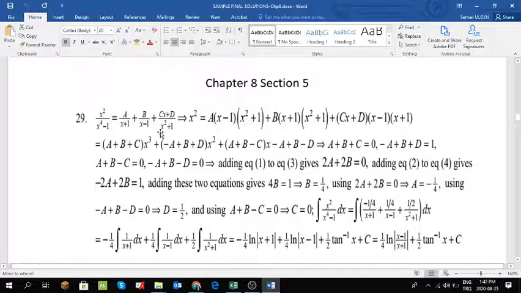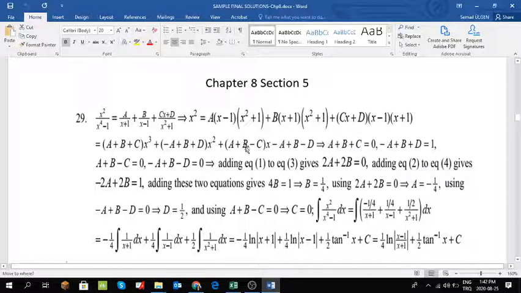Then we are going to equate the denominators and get rid of the denominators. On the left hand side we have x squared. Coefficient of A is x minus 1, x squared plus 1. Coefficient of B is x plus 1, x squared plus 1. And Cx plus D, x minus 1, x plus 1. Then we gather the like terms, for example, x cubed terms, x squared terms, x terms, and the constant terms together, and the coefficients of all these terms are given as follows.